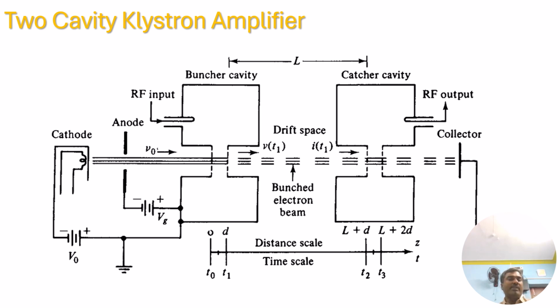In buncher cavity, a weak RF signal is available which is used to modulate the velocity of electron, and the electron bunch is formed in the space between buncher cavity and catcher cavity. In the catcher cavity only the amplification of weak RF signal takes place. The electron bunch has enormous amount of energy which is used to amplify the weak RF signal. And finally, the weaker electrons are collected by the collector plates.